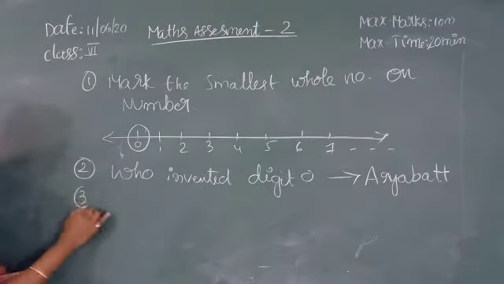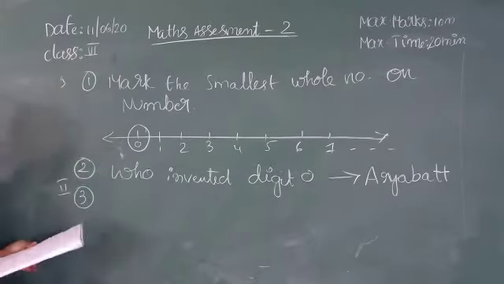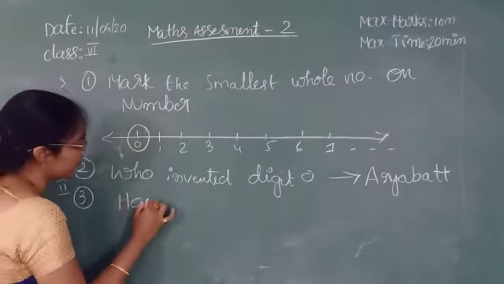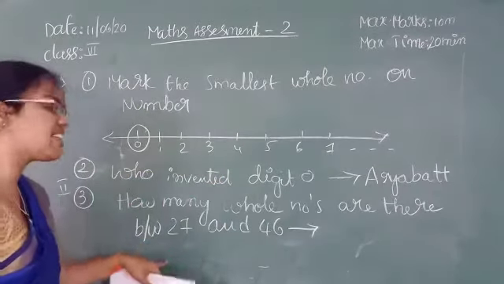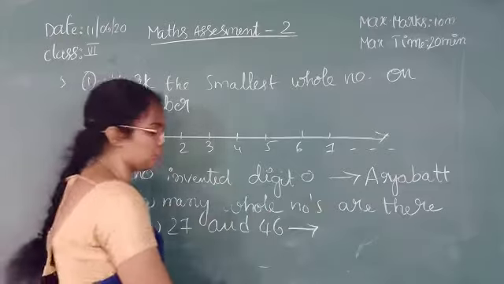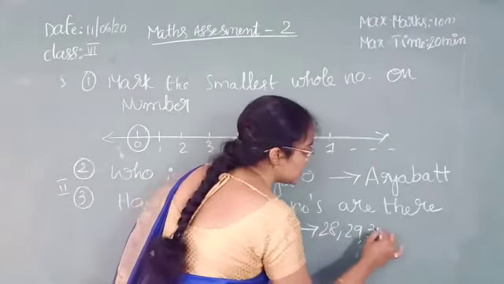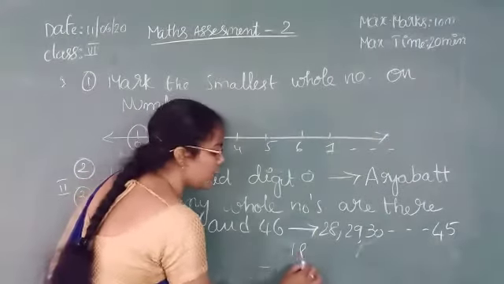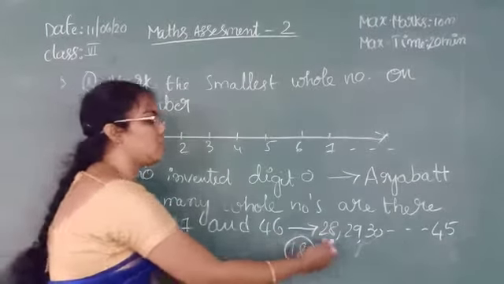And the third question: how many whole numbers are there between 27 and 46? Except 27 and 46, you have to write the numbers. They are asking between, so we do not include these two. So 28, 29, 30, and so on up to 45. In total, there are 18 numbers in between. So the answer is 18.